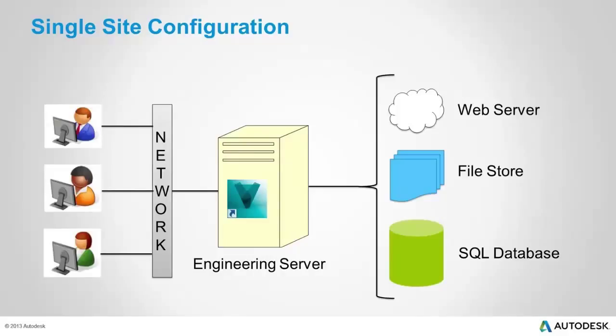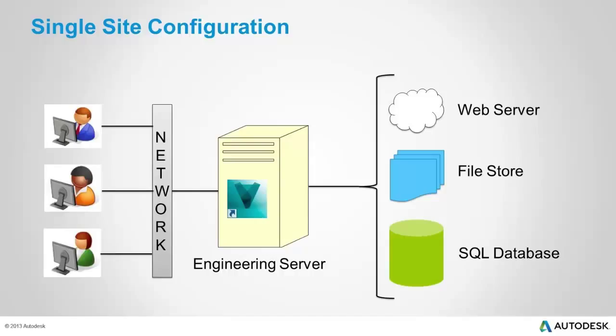In the single-site configuration of Autodesk Data Management Solution, the three major components, web server, file store, and SQL databases are stored on the same machine. Multiple clients connect to the server to store files, search metadata, and collaborate on projects. This is a proven configuration that works for customers with a single site working across a local area network connection that provides excellent performance and reliability.